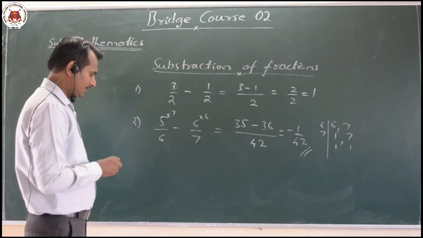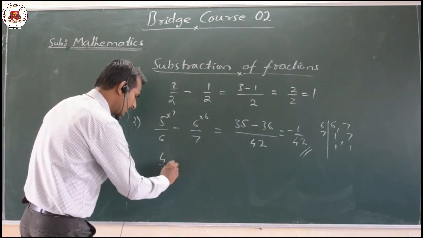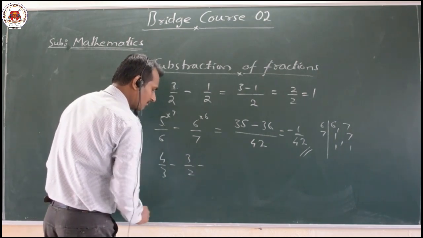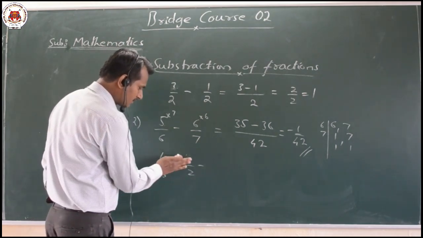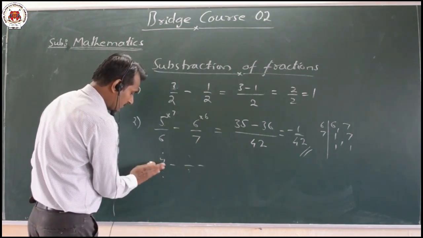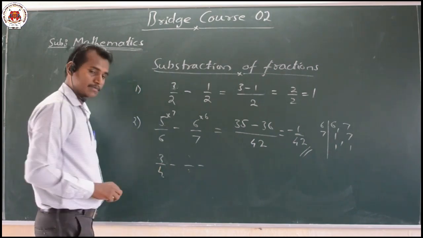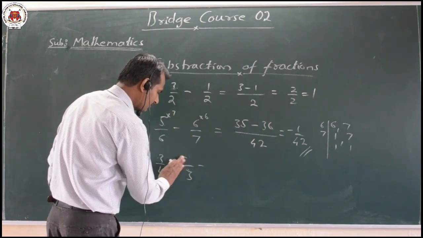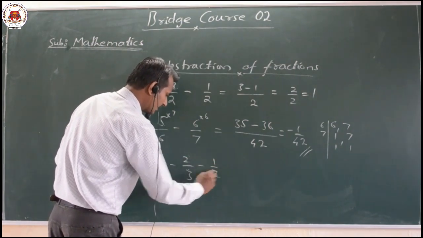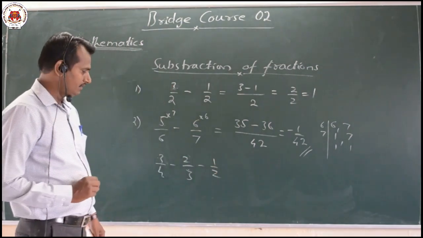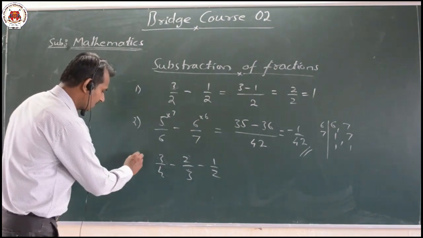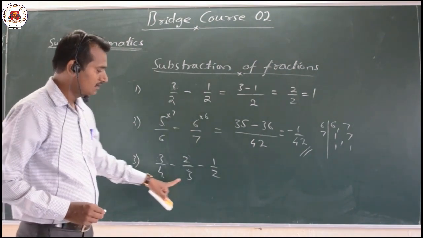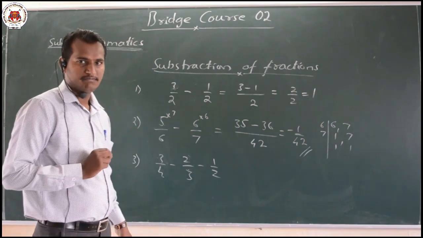Now we shall move on to another example. You can take it as 3 by 4, I will take proper fractions here, 3 by 4, then 2 by 3 and minus 1 by 2. Now here how we have to solve? So first of all we have to take the LCM of these three numbers, that is 4, 3 and 2. LCM of these three numbers.